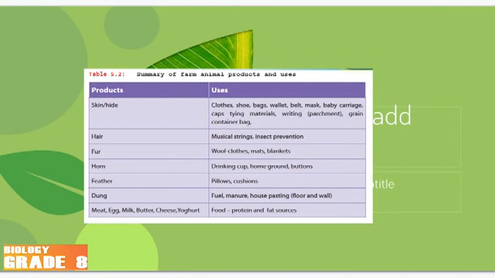Okay, here's a bit of a summary of different animal products and their uses. Start off with skin and hide. So skin and hide is used for things like clothes, shoes, bags, wallets, these sorts of things. Hair is used for musical strings and insect prevention. Fur is used for wool clothes, mats and blankets. Horns can be used for drinking cups, home ground and buttons. Feathers, often used in pillows and cushions. Dung is fuel, manure, house pasting, floor and wall. And food, protein and fat sources.